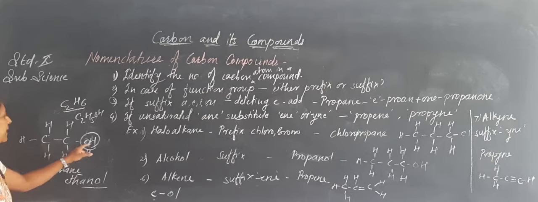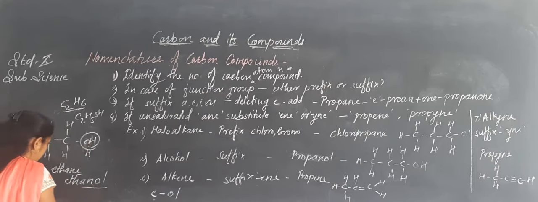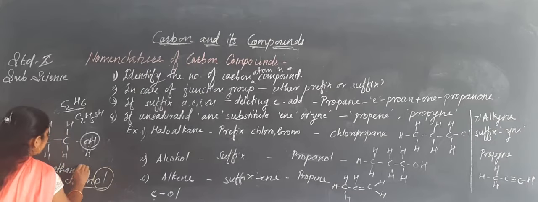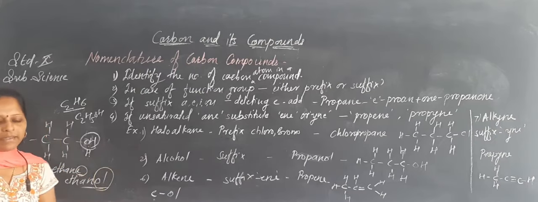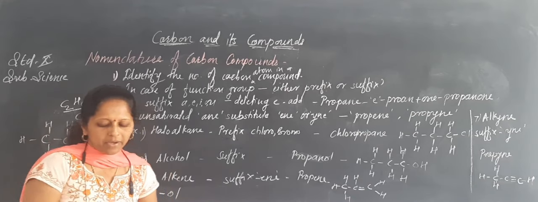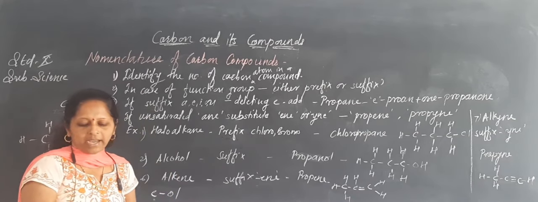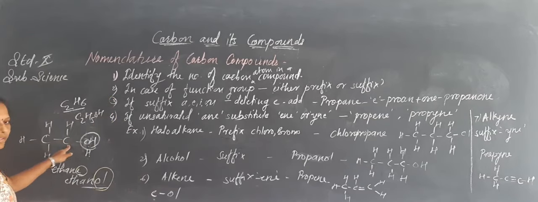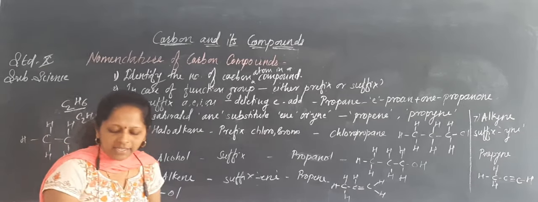Like ethane, or butane, or propane, the E is replaced by OL. See, the E is replaced here by the OL. So identify the number of carbon atoms. If there are two, it is ethane, and if there are three carbon atoms, that is propane.